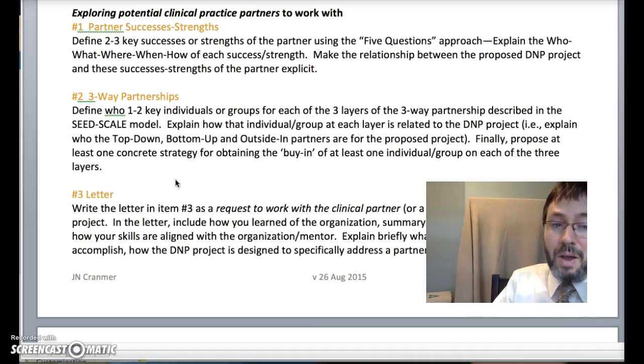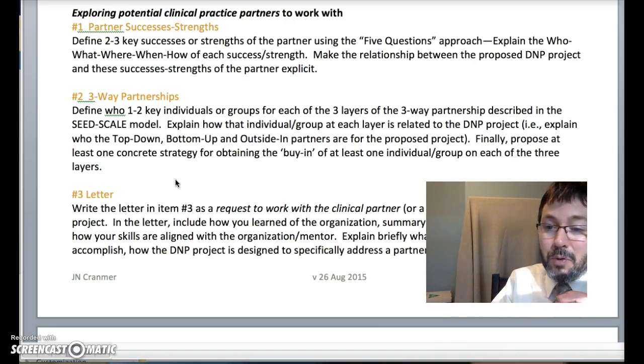So you'll need to talk about those and then propose one concrete strategy for getting buy-in and partnership around your DNP project. So that's not necessarily giving the right sales pitch to the right stakeholder. It could also be about designing your DNP project to fit the needs of bottom-up partners, to fit the needs of top-down partners. It doesn't have to be marketing, it doesn't have to be a partnership strategy necessarily, but it needs to be concrete and specific about how you're going to build alliance between yourself and one of those partners.